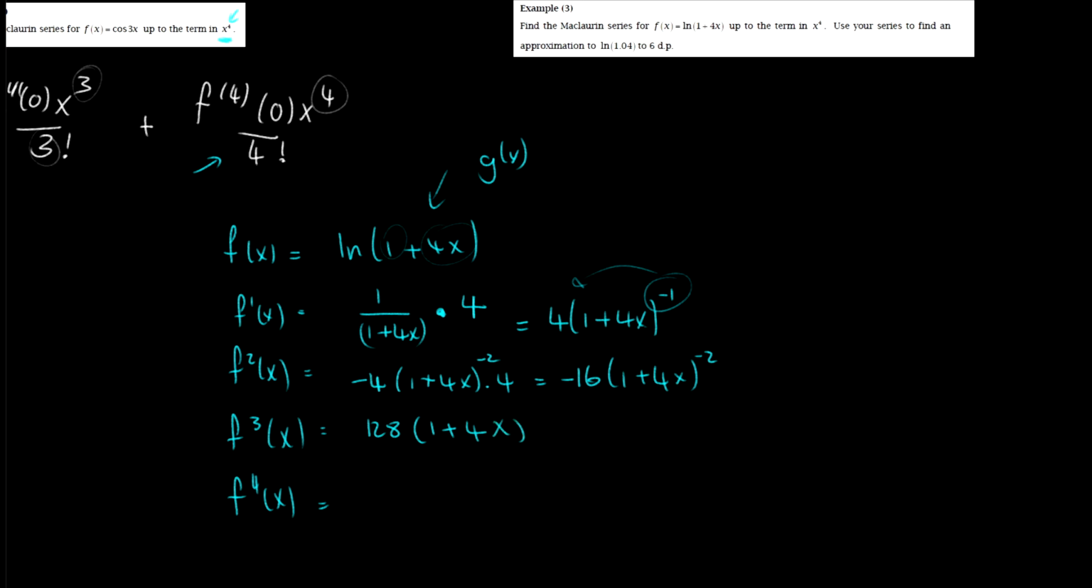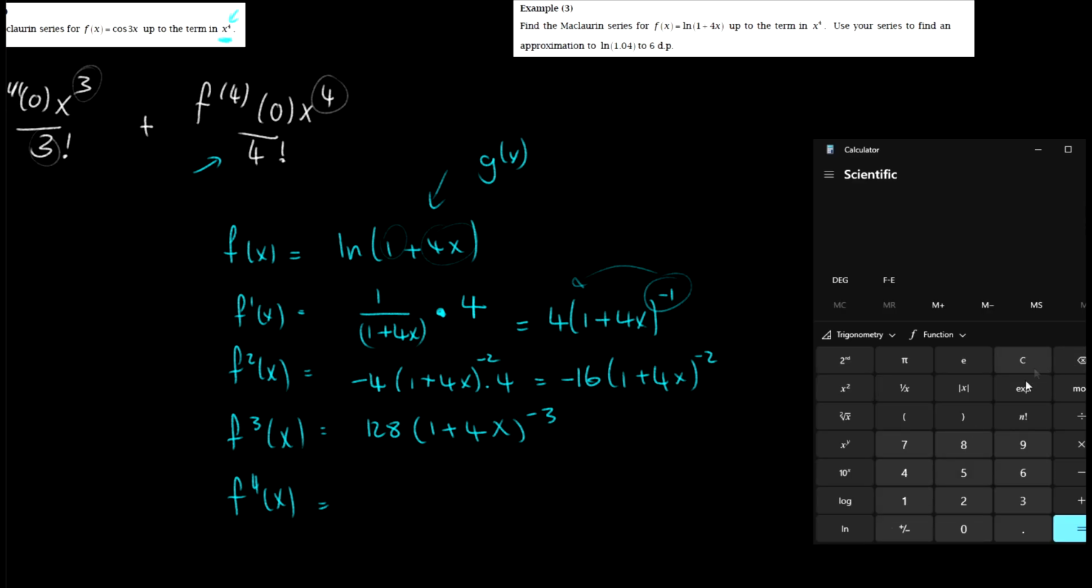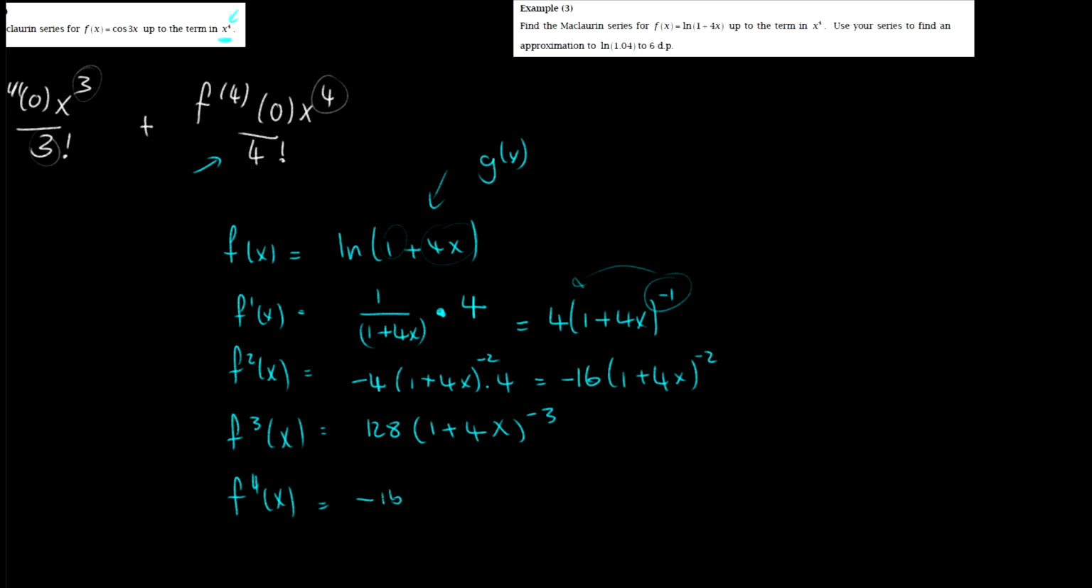to the power of negative 3. The next one will be negative 3 multiplied forward. That's negative 3 times 128, that's 384, times 4 is 1536. That's minus 1536 (1 plus 4x) to the power of negative 4.